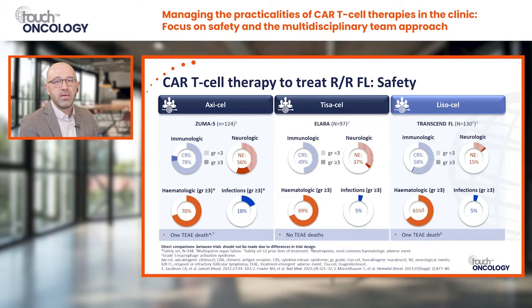The ELARA trial evaluated tisagenlecleucel, and in terms of potential side effect profile, we saw cytokine release syndrome in approximately 50% of patients, and neurologic toxicity in around a third. Again, hematologic toxicity and infectious complications were common in patients undergoing this treatment, seen in 69% and 5% of patients respectively. The TRANSCEND follicular lymphoma trial evaluated liso-cel in the relapsed refractory FL setting, and also we can see here it's associated with common side effects including CRS, neurologic toxicity, along with infectious complications.